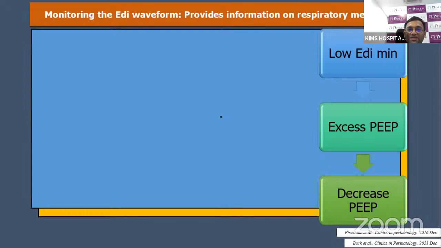So in this way, based upon the EDA waveforms, we can adjust the NAVA levels, we can adjust the PEEP, and ultimately we know the Pmax based upon the formula, and based upon that we can set the pressure limit, in order to prevent excessive ventilation of the baby.